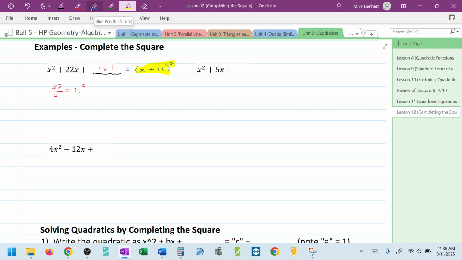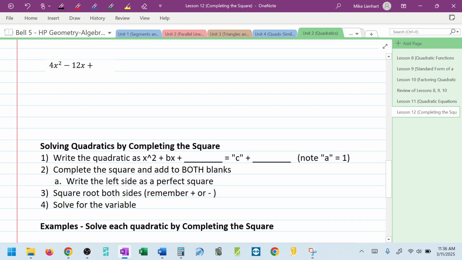What if I've got one like x squared plus 5x plus blank, where 5's odd? All right, it's not going to work out as nicely. I can still do completing the square. I take 5 divided by 2 and square it. That 5 divided by 2 squared leaves me with 25 over 4. I know that 25 over 4 completes the square. Therefore, I can write it in factored form, x plus 5 over 2 quantity squared.